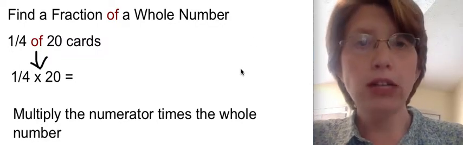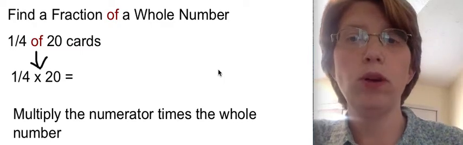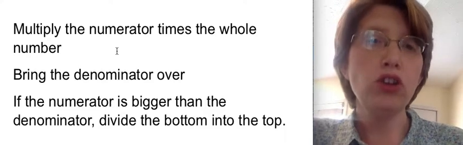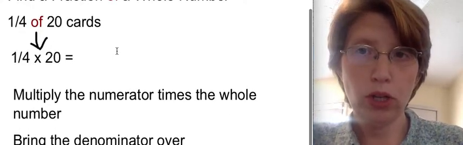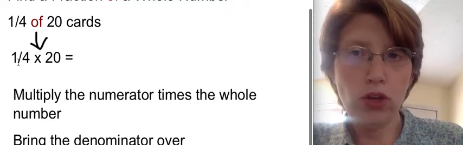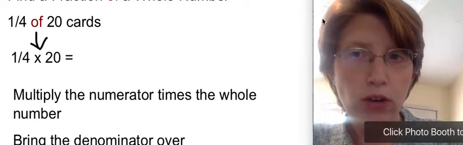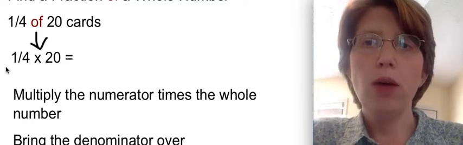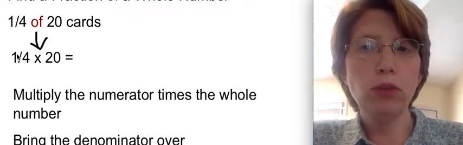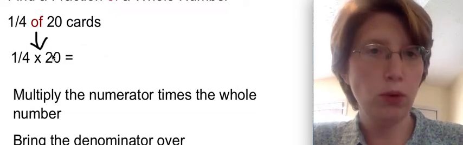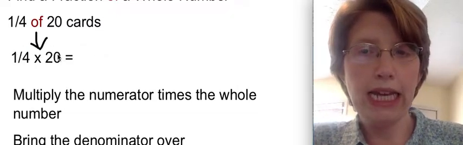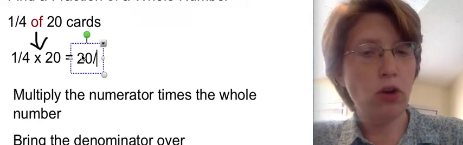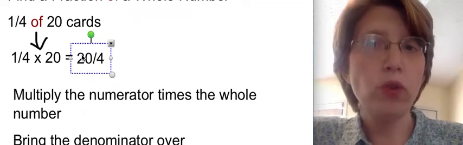Now let's remind ourselves of the steps that we went through last week to do this. One, multiply the numerator times the whole number. Remember, the numerator is the top number. I know mine is written a little bit differently because of the way the typewriter's set up, but this is the top number. So I'm going to multiply it times the whole number. So 1 times 20 is 20. And then I'm going to bring over the denominator. So I would wind up with 20/4.